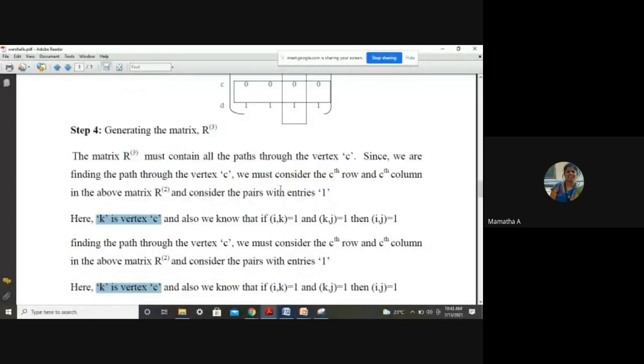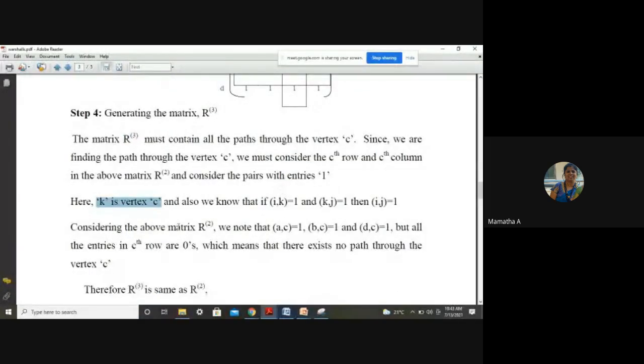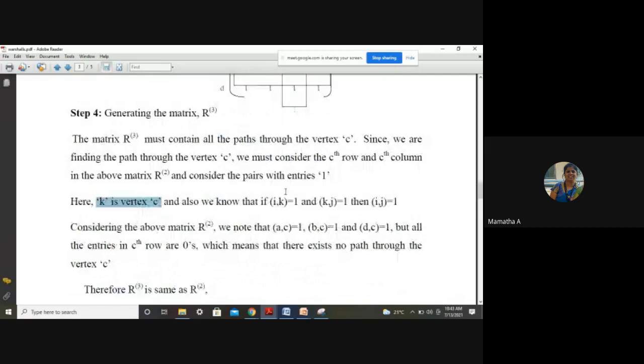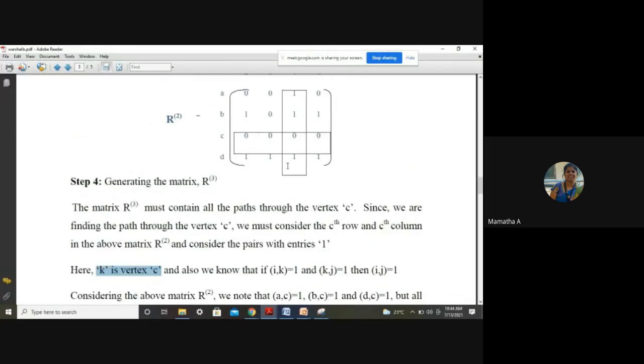So you can observe that in the above matrix, that is R2, AC is 1, BC is 1, DC is 1, but the entries in the Cth row are all zeros. That means to say that I am not able to combine. That means there is no path existing through the vertex C. It could be either way around. Might be rows are having 1, columns are 0. Whatever it is, I'm not able to find the path through the vertex C.